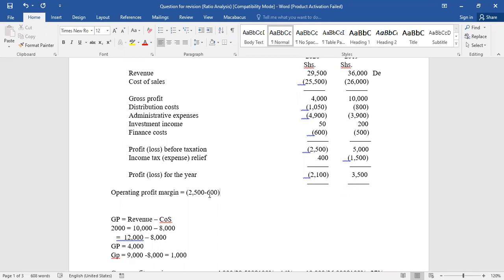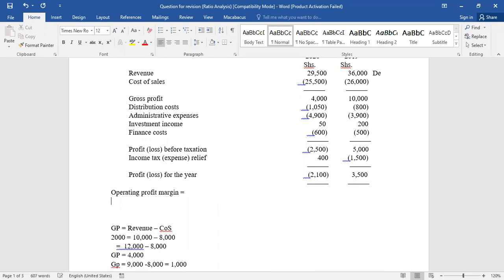Okay, so now my profit, I think I should have put it somewhere here. You say profit before interest and tax. I have a loss of 2,500. I'm removing an expense that I incurred. So this will give me, I think, a loss of 1,900.